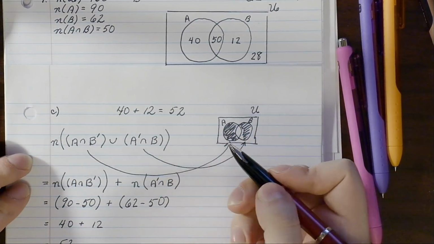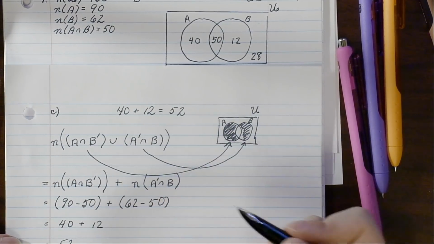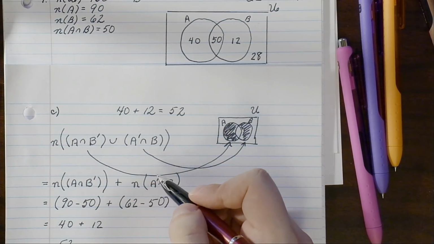So that's how I read it off of the Venn diagram, and I also could do it using some formulas here.